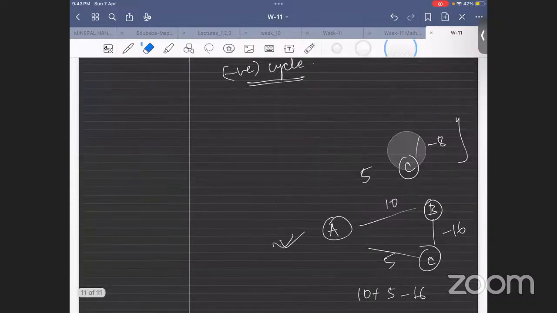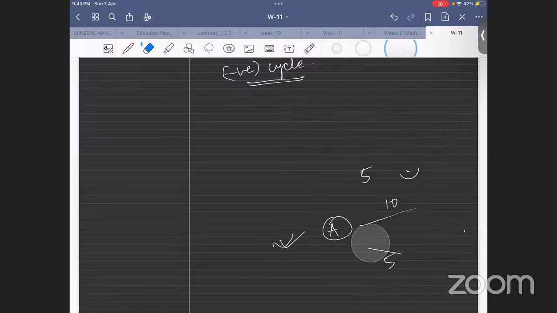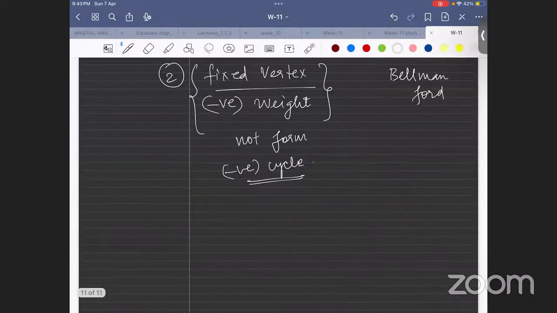If you have to apply the Bellman-Ford algorithm, you should not have a negative cycle. That should be there in your mind. If you have a negative cycle, you'll not be able to apply any of the algorithms, at least the 3 algorithms that we are using.